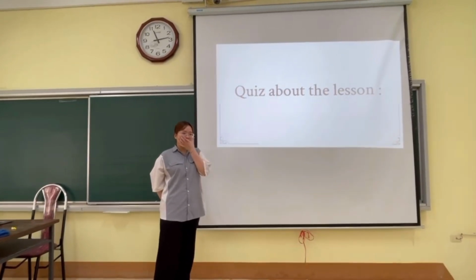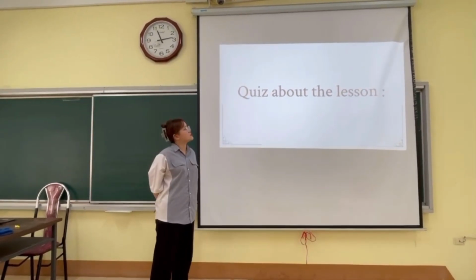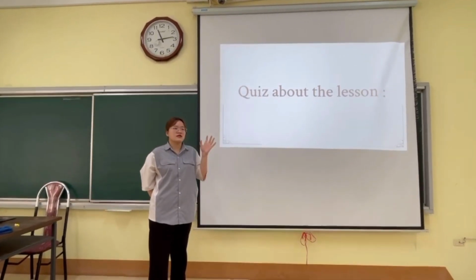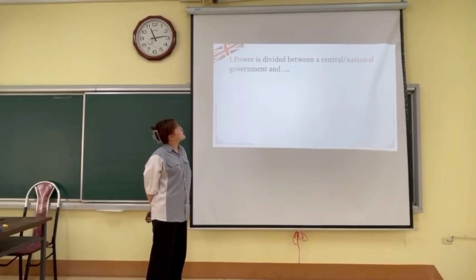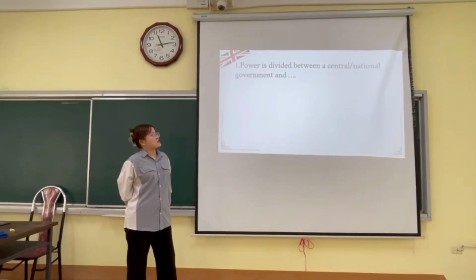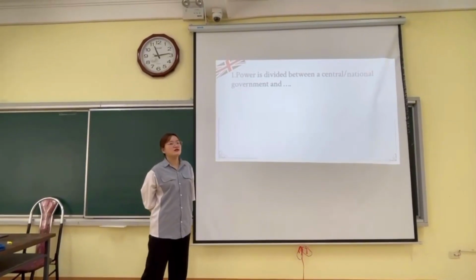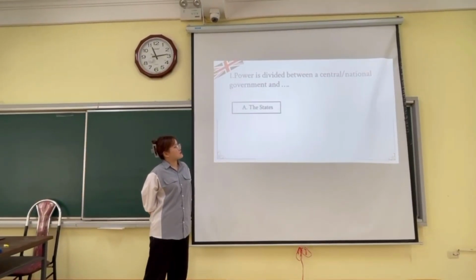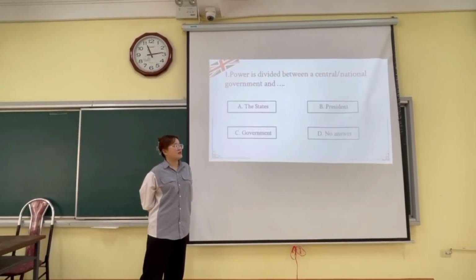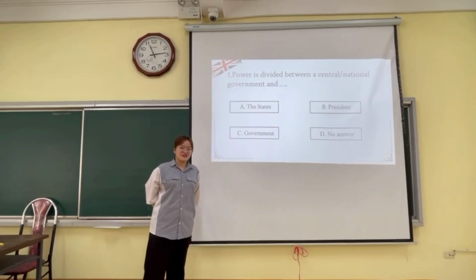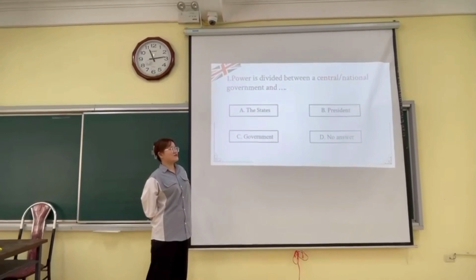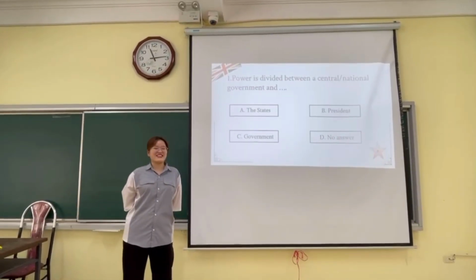And next we have a quiz about the lesson. We will review and learn more about the lesson. The first question: the power is divided between the central national government and A, the state, B, the president, C, government, and D, no answer. Who knows the answer? A. A is the correct answer. Good job.